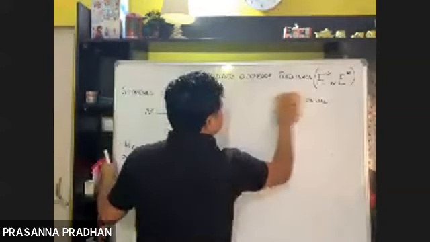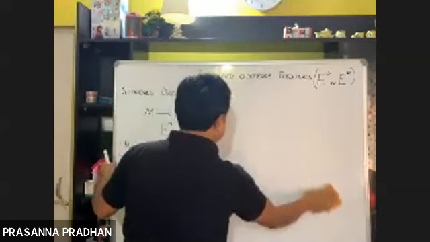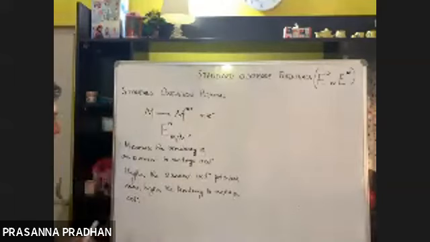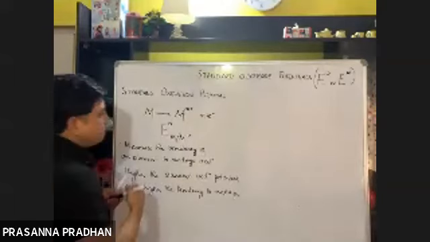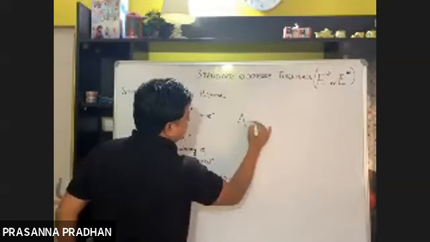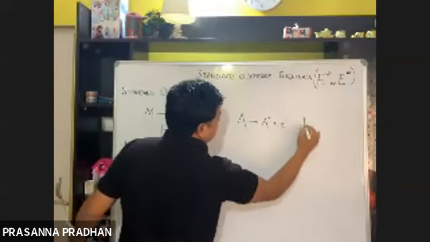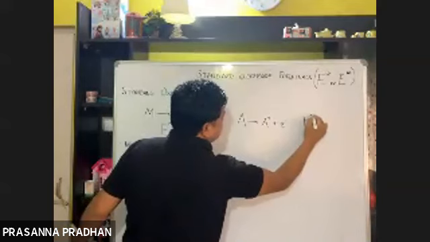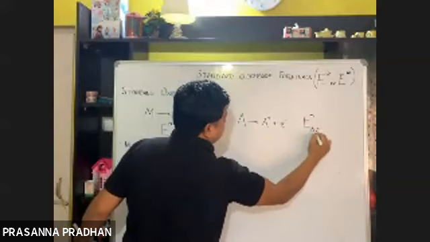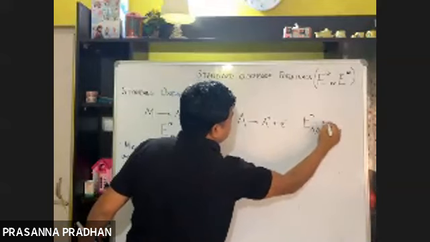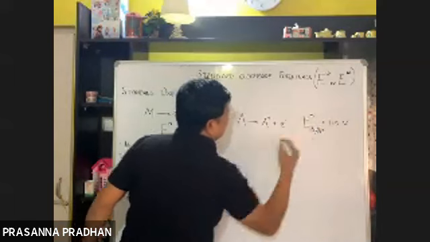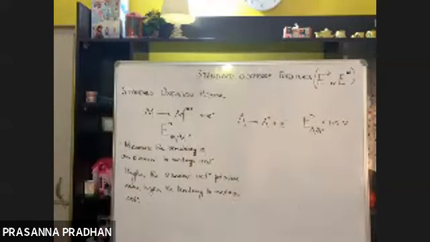Let me explain this with the help of some examples. Suppose I have an electrode A, it undergoes oxidation. So how will I denote the standard oxidation potential? E naught, A undergoing oxidation to A positive. Suppose its value is 1.0 volt. I'm giving you one arbitrary value.